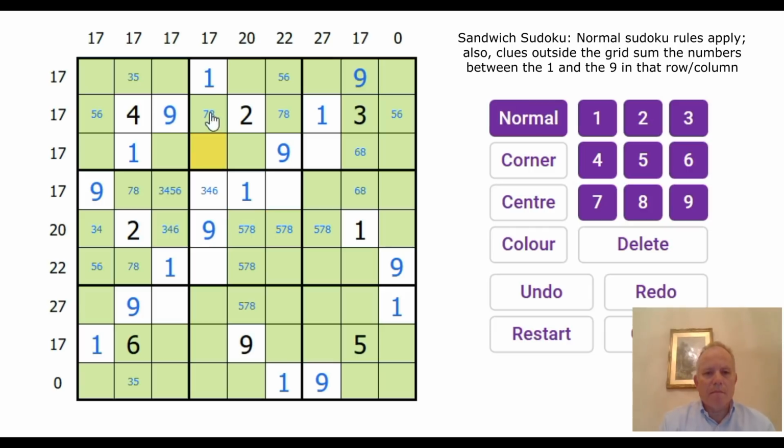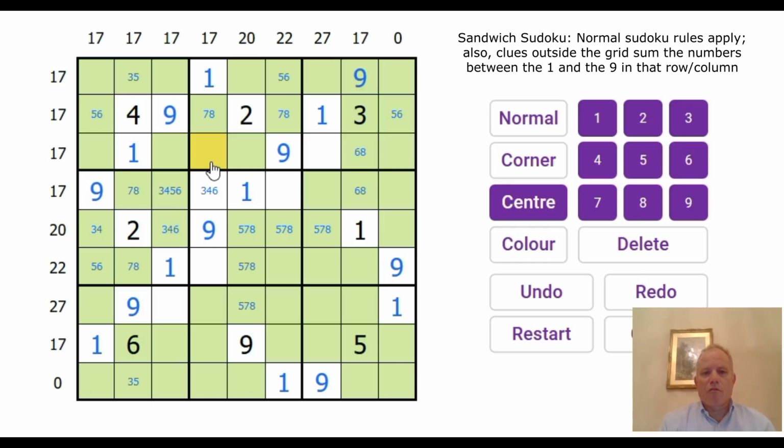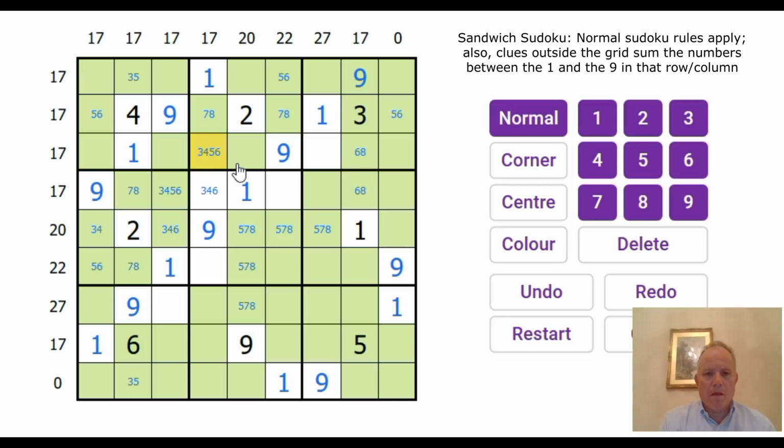And does that help us up here? 17 again, 8 and 6 means 1 for the other cell. No, it means 3 for the other cell. Again, that's the minimum. 7 and 3 would lead to a 7. That's not possible. So again, 3, 4, 5 and 6 for there. No, that's not quite as helpful as I was hoping.